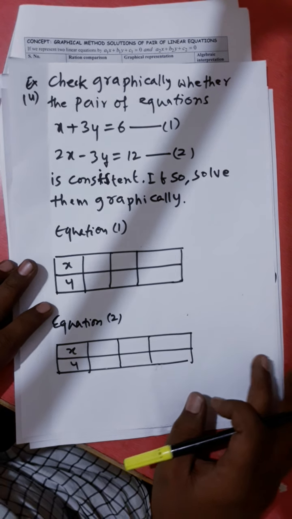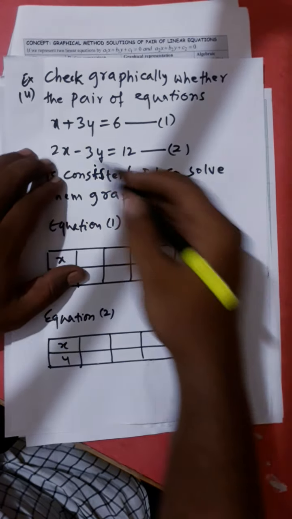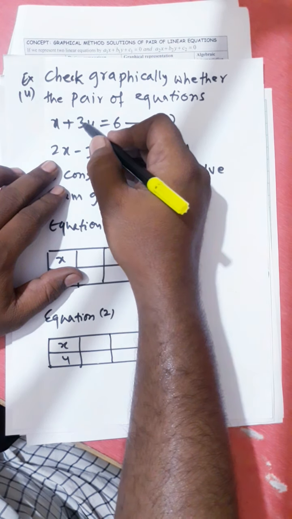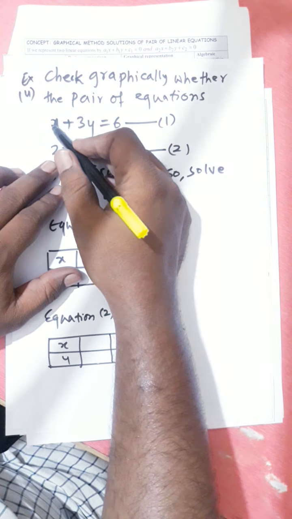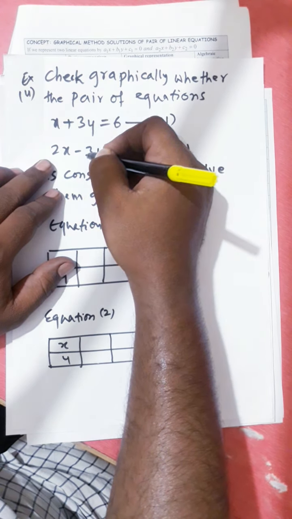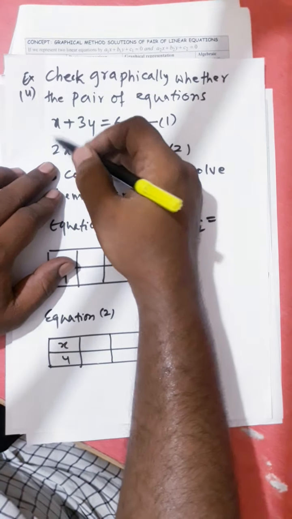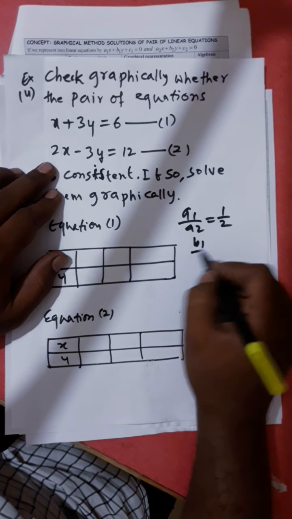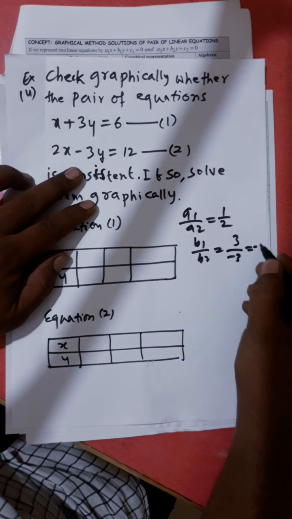Then we see the ratio. In this line, a1 is equal to 1, a2 is equal to 2. This is a2, this is a1, this is b1. a1 by a2, b1 by b2. a1 by a2 is equal to how much? It is 1 by 2. Then b1 by b2 is equal to 3 by minus 3. 3 by minus 3 is minus 1.